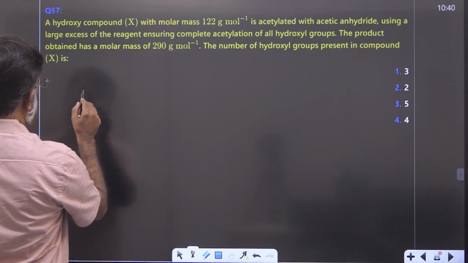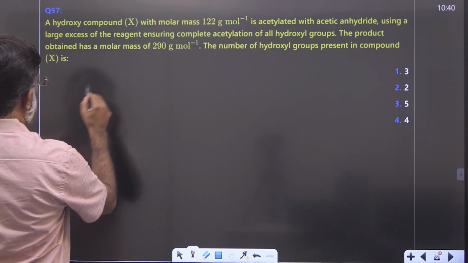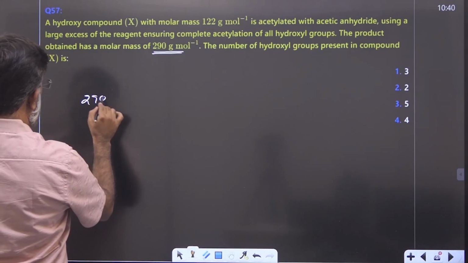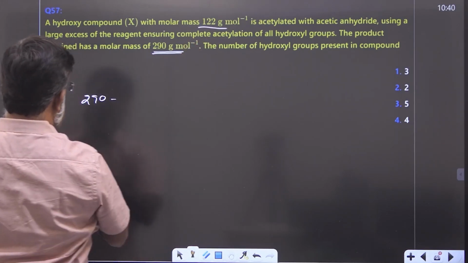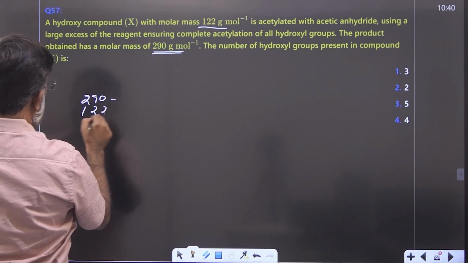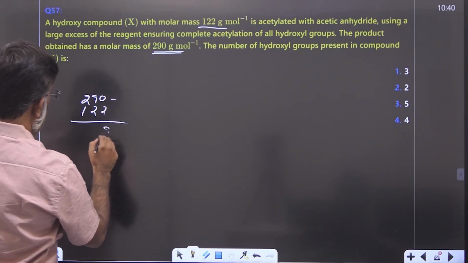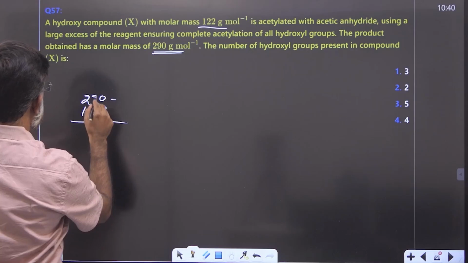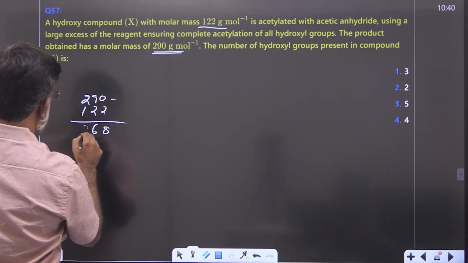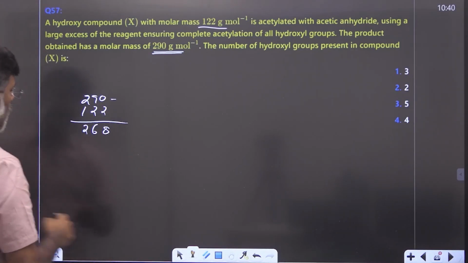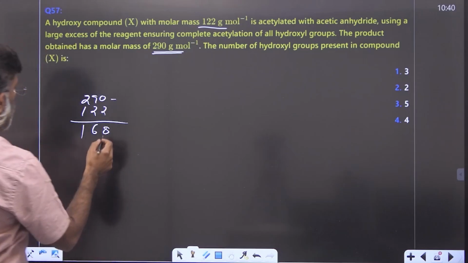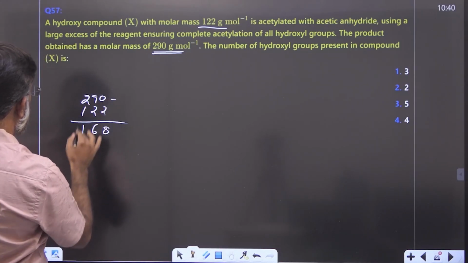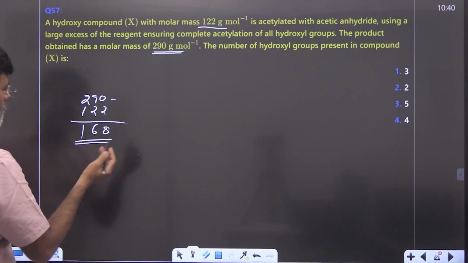The calculation is the molar mass of the final product, 290, minus the molar mass of the initial compound, 122. How much? 168. That is the difference.